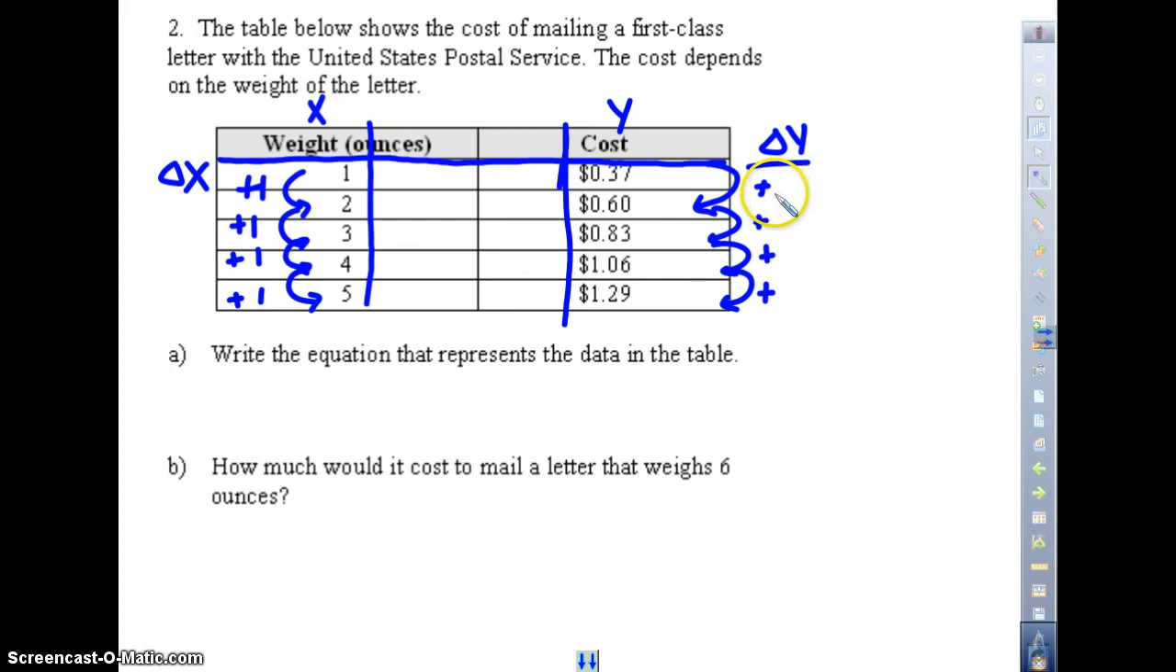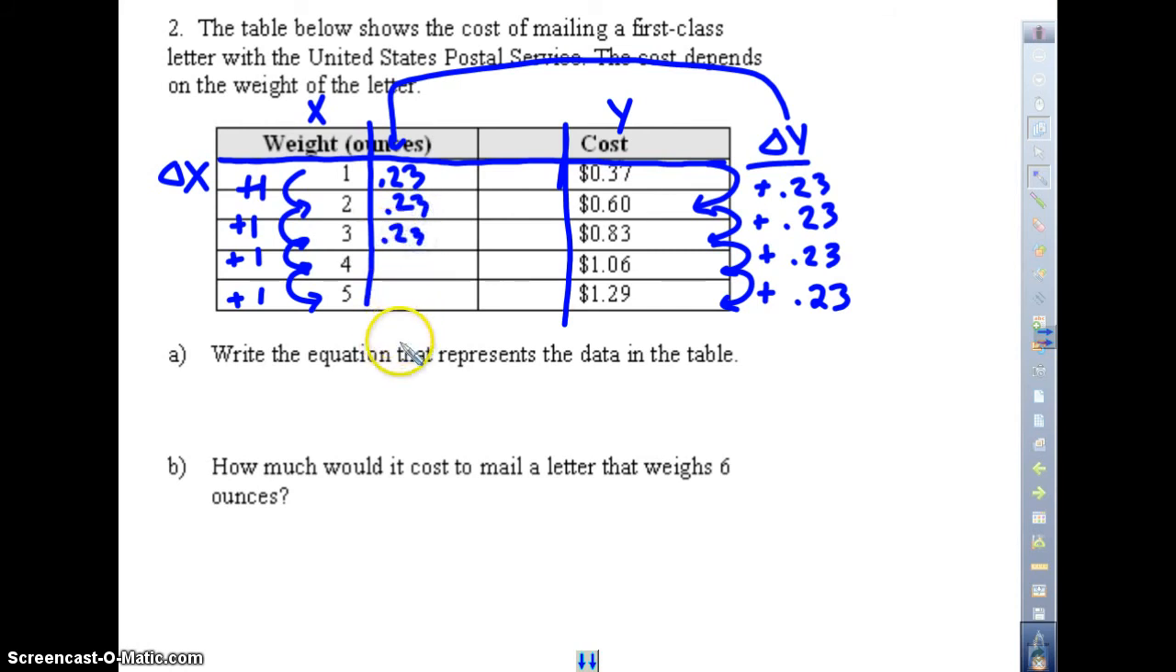Going up by what? 23 what? Dollars? Oh, 0.23? Does it happen each time? Yeah. The cost of a stamp is going up 23 cents for each ounce. So now my little trick for you guys, do you remember the little trick? Take the change in your Y and park it where? Yeah, right here. 0.23, 0.23, 0.23, all the way down the line.